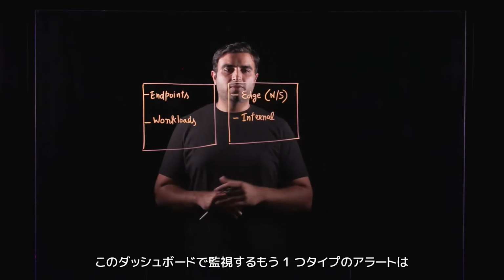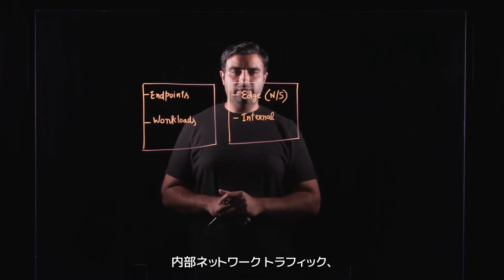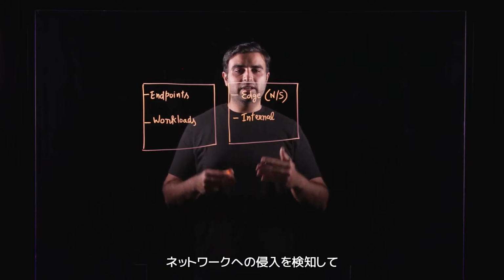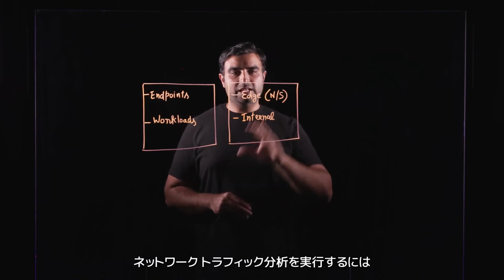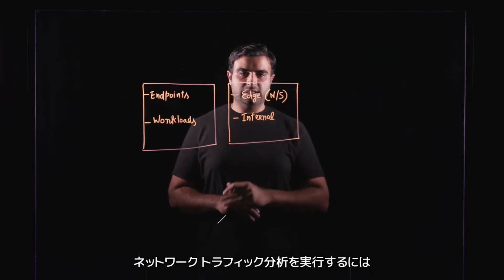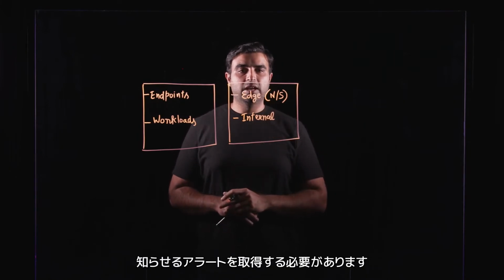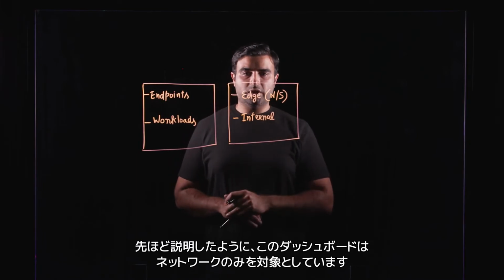The second type of alerts from this dashboard will be generated for internal network traffic, so the communication between workloads. That's where your network intrusion detection and prevention systems come in. That's where network traffic analysis comes in. That's where you really want to get alerts for unusual activities on your network. So once again, this dashboard is hyper-focused on the network only.